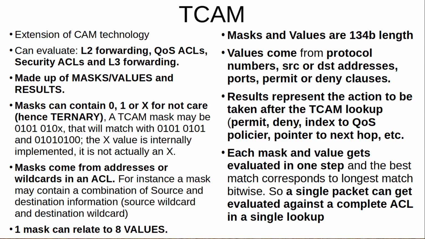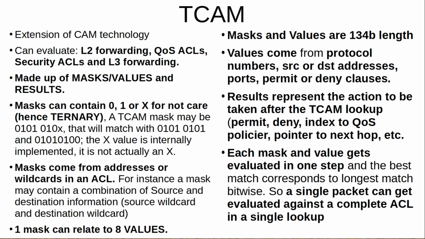The masks come from addresses or wildcards in an ACL. One mask can relate to 8 values. The mask and values are 134 bits in length. The values come from protocol numbers, source or destination addresses, ports, permit or deny clauses. The results represent the action to be taken after TCAM lookup, like a permit, deny, an index to the quality of service policer, or a pointer to next hop.